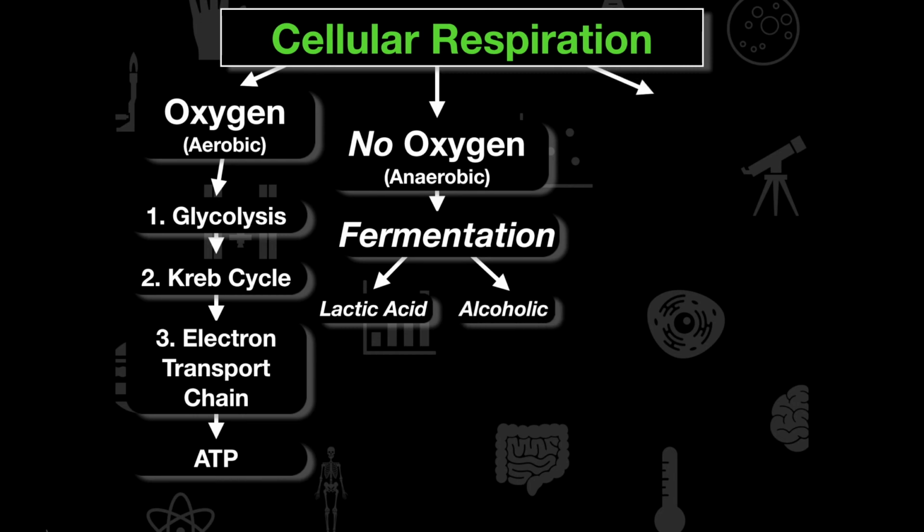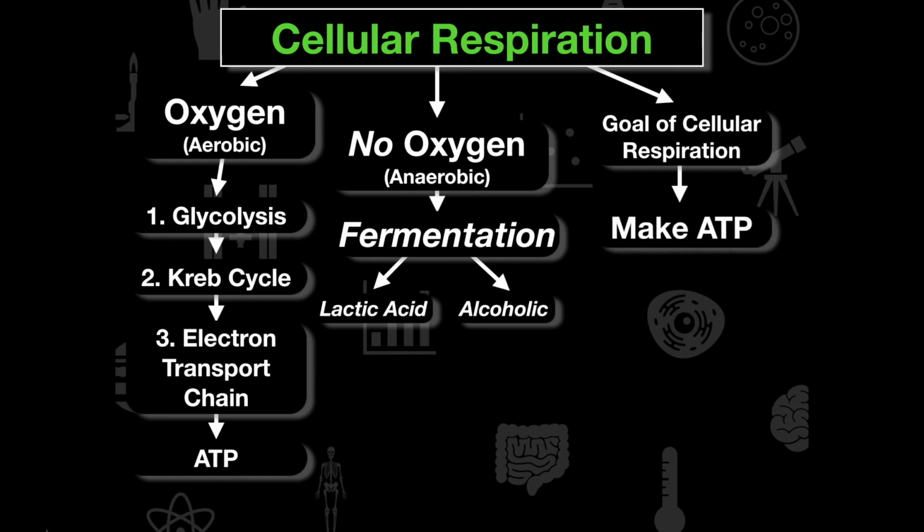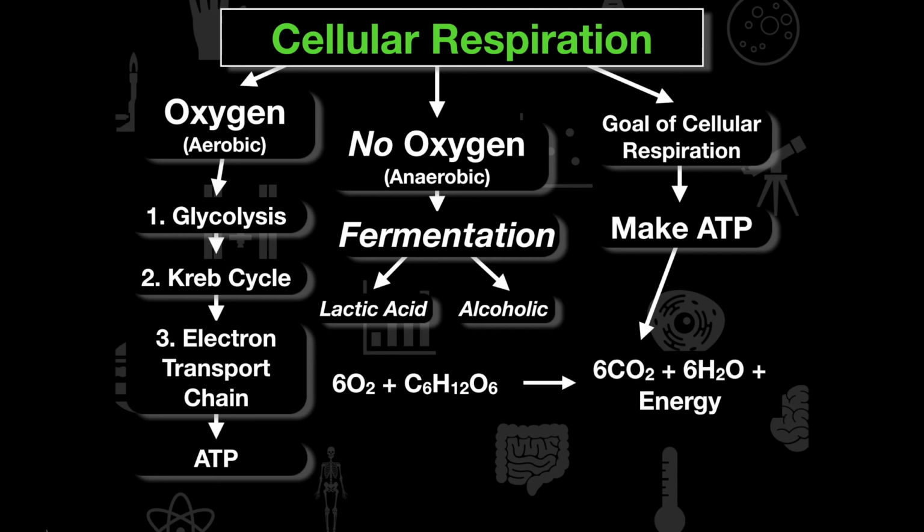Now, the whole goal of cellular respiration is to produce energy. We're making ATP in this process. So if we think about the formula here, we're taking that oxygen, we're taking that glucose, and we're generating carbon dioxide and water as byproducts, but the ultimate goal is to make that energy.